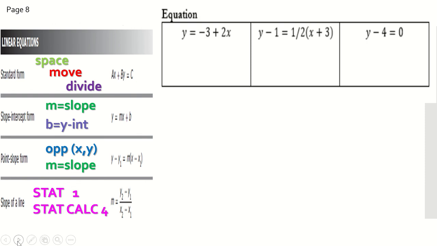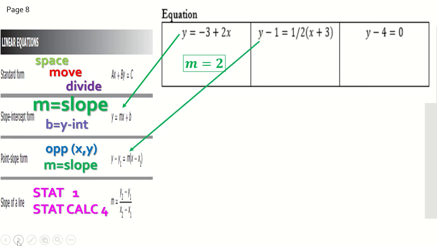So the first equation, I can recognize that it is y equals mx plus b, and we know m is the slope. So we would identify the slope as the number in front of the x, so it is the positive 2. The second equation is written in point-slope form. This time we would find our m in front of the x minus the x1 value. So the slope of this equation would be 1/2.